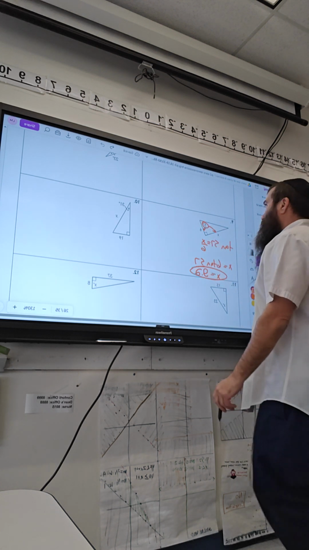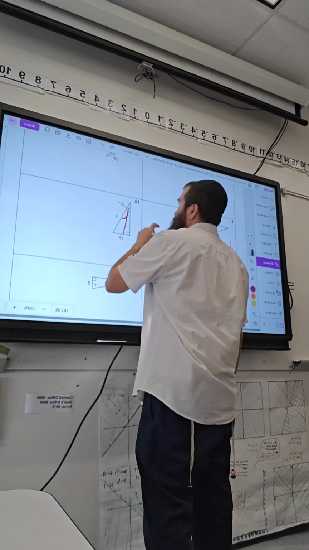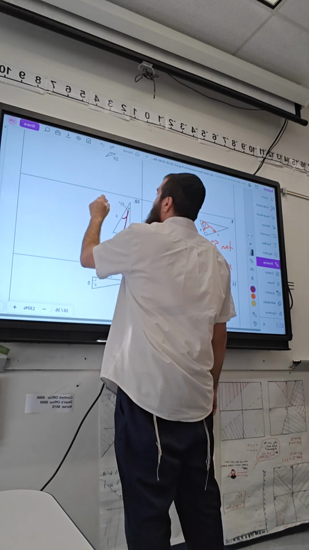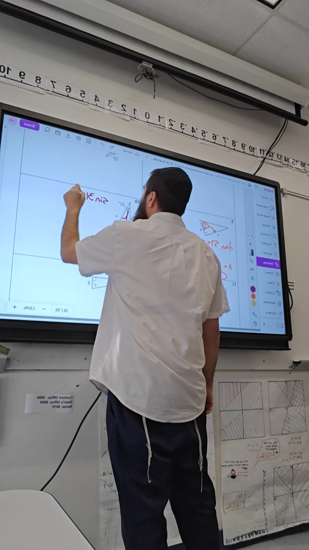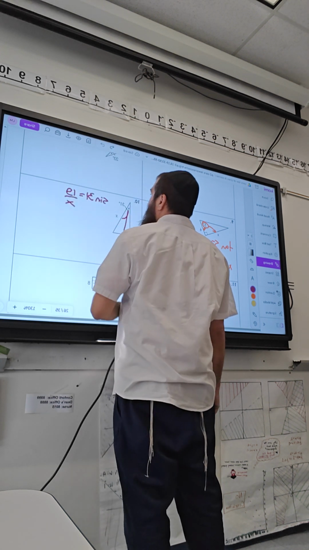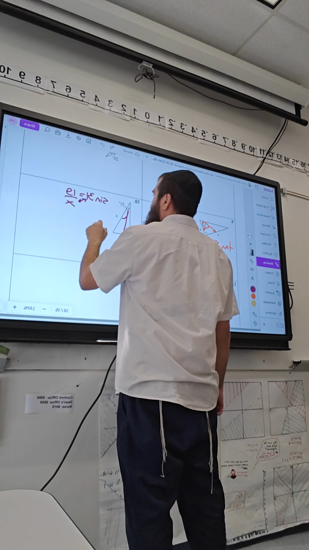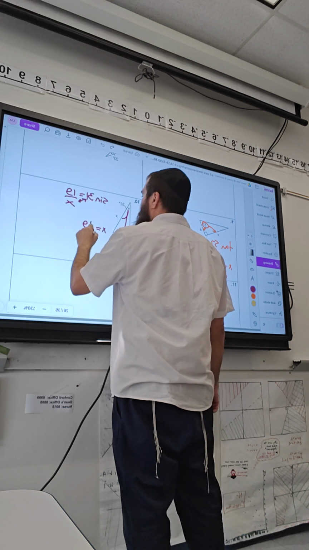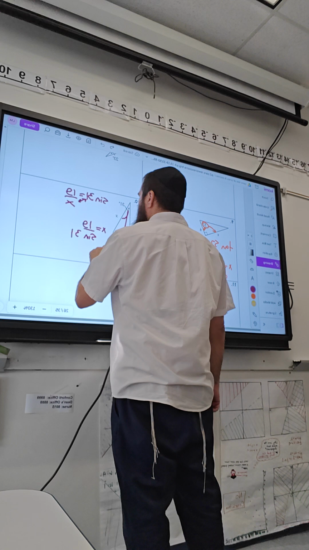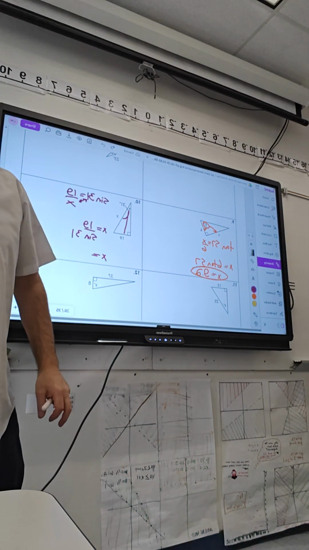Here's the other kind. So we have an opposite, we have a hypotenuse, so that's sine. So sine 31 equals 19 over x. So we just flip these. So x equals 19 over sine 31. So x equals, let's see if Guy's going to beat me every time before I find a calculator.